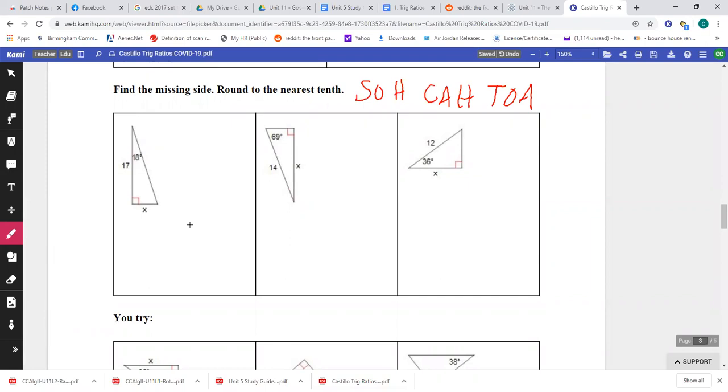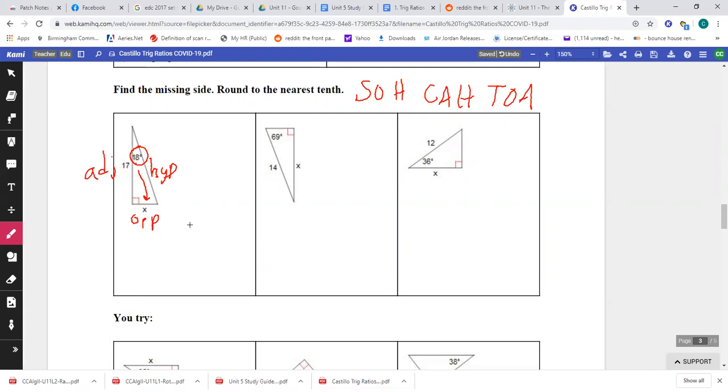So here's how to do these Sohcahtoa problems to find a missing side. The first step is to identify the angle that is given to you, which is the 18. From this 18, you are going to label your triangle. The hypotenuse is always across the 90-degree angle. Whatever is across the 18 is the opposite. Whatever is next to the 18 is the adjacent.